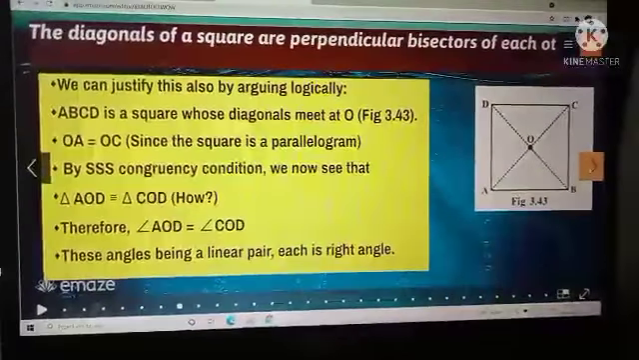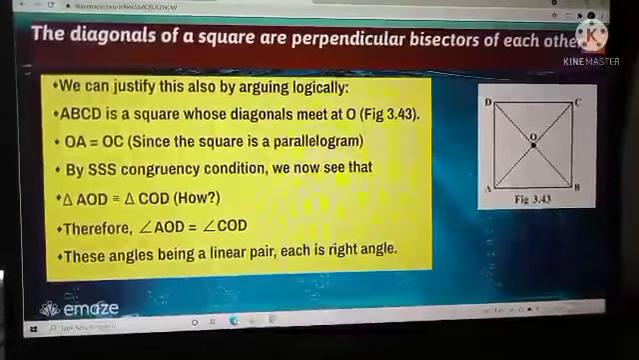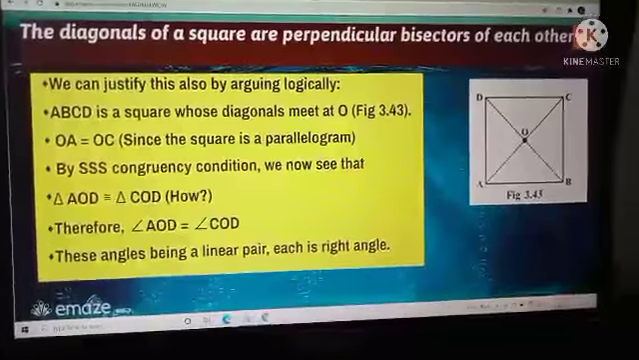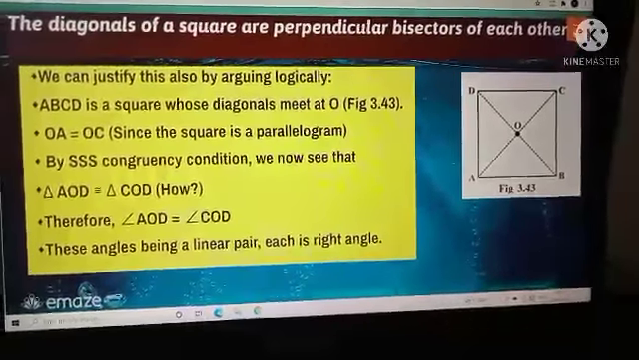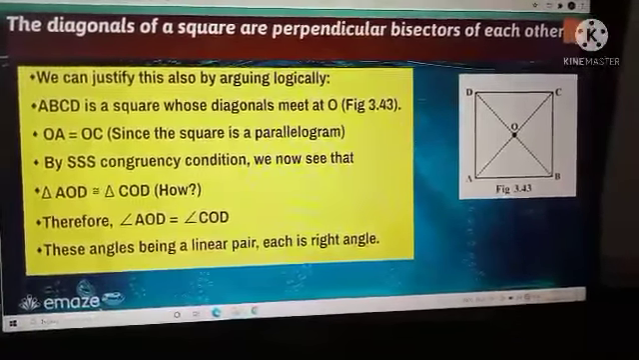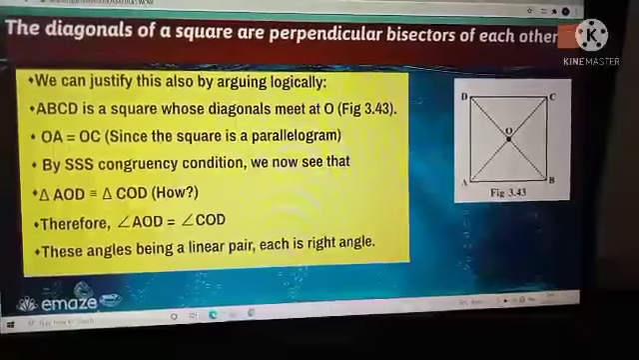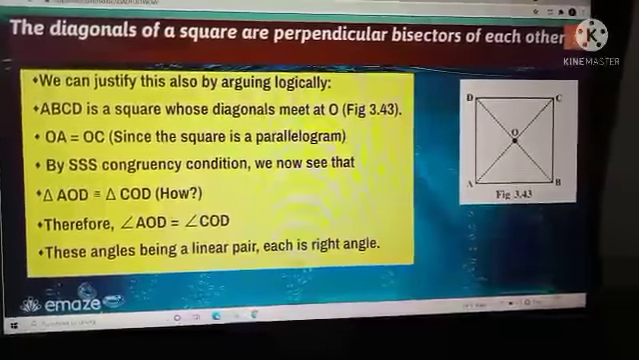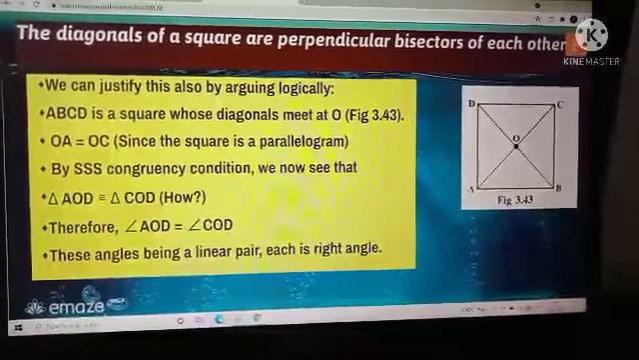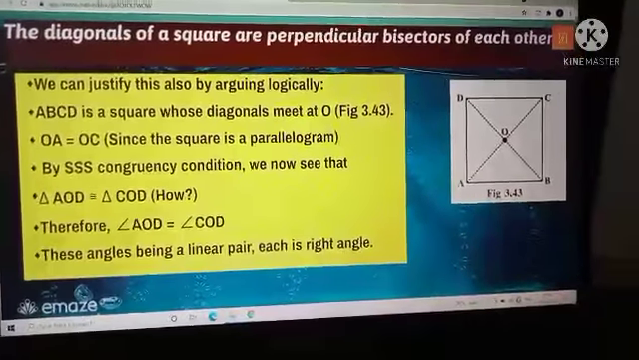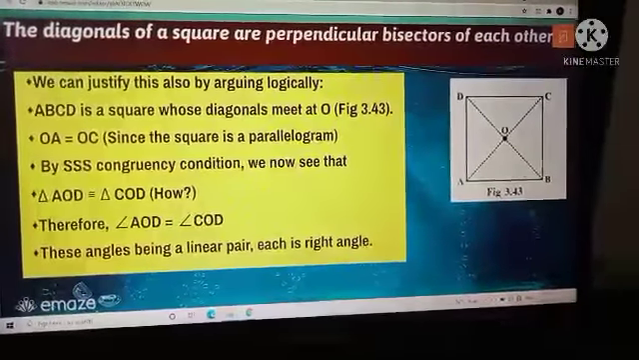The diagonals of a square are perpendicular bisectors of each other. We can justify this also by arguing logically. That is, in the figure given there, ABCD is a square. Its diagonals meet at O. Look at figure 3.43. The diagonals meet at O.